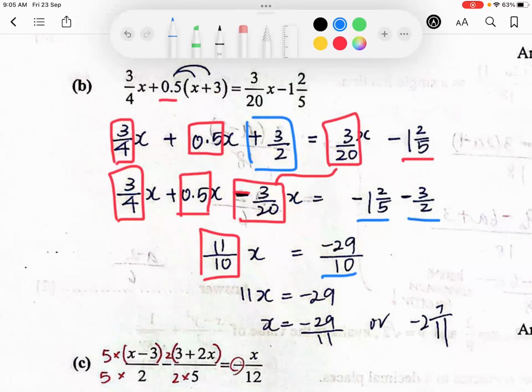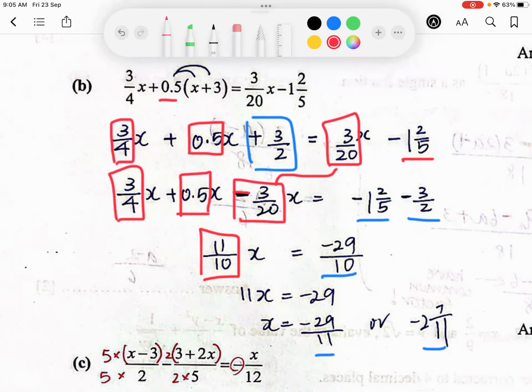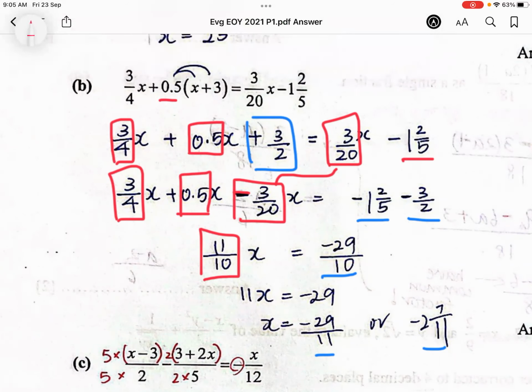So for me, I multiplied, the denominator is all the same. So I got rid of the denominator, left the numerator, then divide by 11. Okay, my answer. Doable, doable. Just don't be too afraid of it. Just do it, do it like a number.